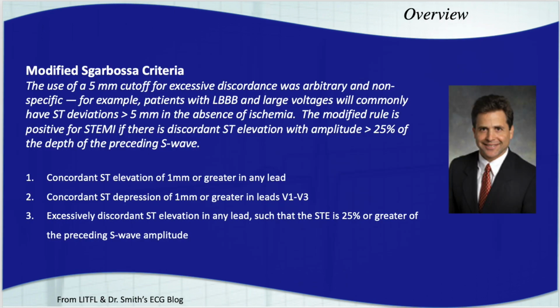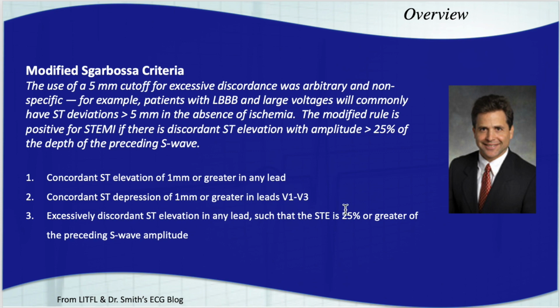All right. So because of that, Dr. Stephen Smith of Dr. Smith's ECG blog developed a modified Sgarbossa criteria, which is really great. He uses the original Sgarbossa criteria for concordant changes. So if you have concordant ST segment elevation in any lead, or concordant ST segment depression in V1 through V3, those are both signs, as he's recognized, of it being an MI in the presence of a left bundle or a ventricular pacer. However, when it comes to discordance, he uses that same term, excessively discordant ST segment elevation.